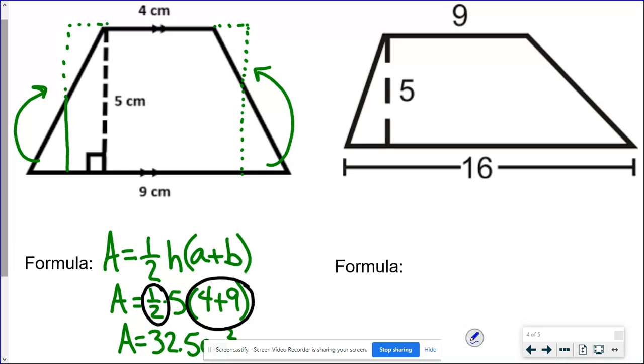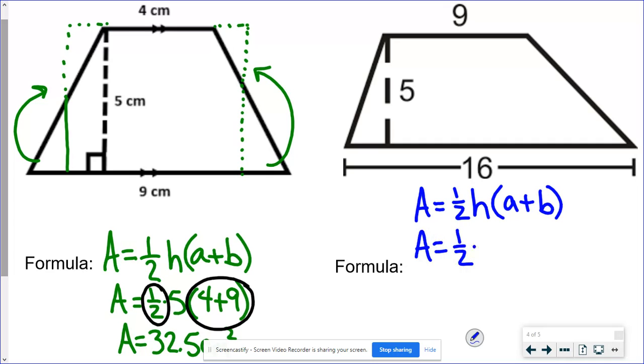I'm going to move up a little bit so I have some space on this one. So the area here, let me write the formula again. It's going to be 1/2 times the height times the sum of the bases, right? Adding the two bases together. So I'll have 1/2. The height again is 5, but this time my bases are 16 and 9.